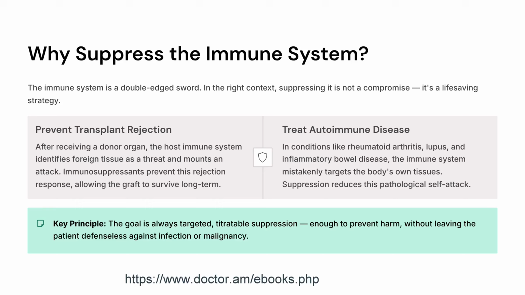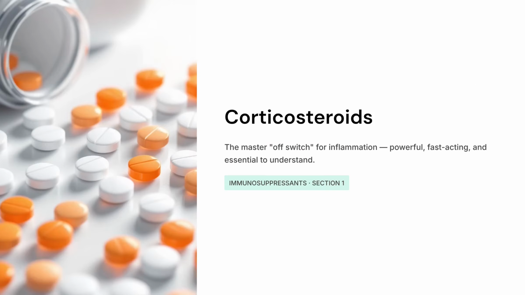Treat autoimmune disease. In conditions like rheumatoid arthritis, lupus, and inflammatory bowel disease, the immune system mistakenly targets the body's own tissues. Suppression reduces this pathological self-attack. Key principle. The goal is always targeted, titratable suppression, enough to prevent harm, without leaving the patient defenseless against infection or malignancy. Section 1. Corticosteroids.